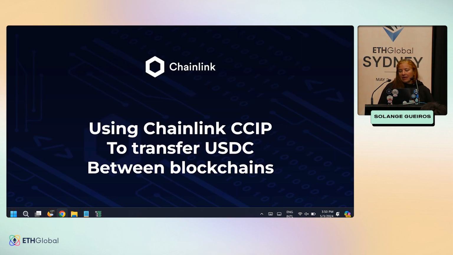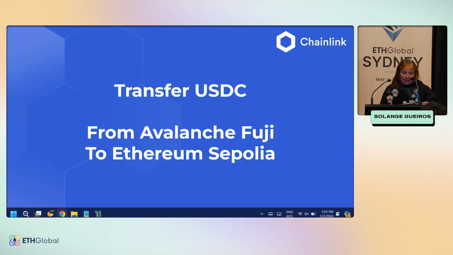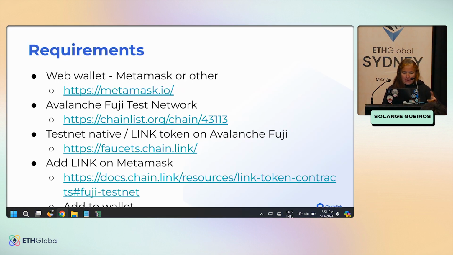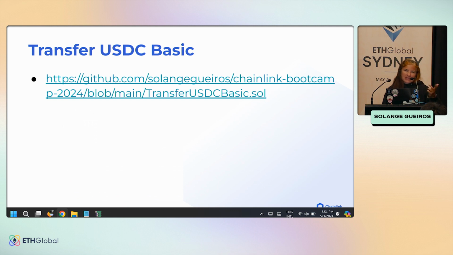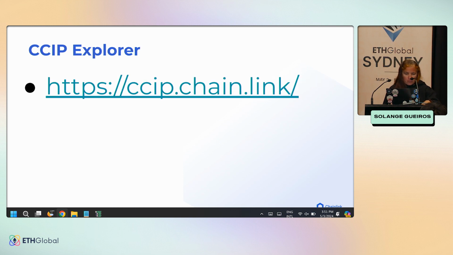So let's use CCIP to transfer USDC, from Fuji to Sepolia. In my presentation you have all the requirements, and you can understand how to get the USDC. Now I must do the demonstration. I must be fast, sorry. This is the smart contract that I'm using now, and at the end, I will show how this is working on the CCIP Explorer.